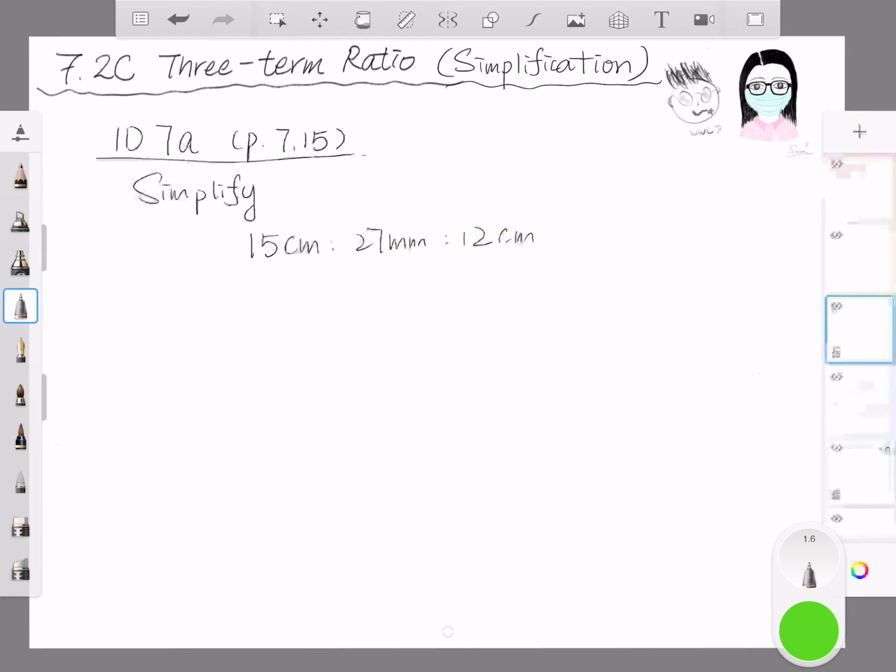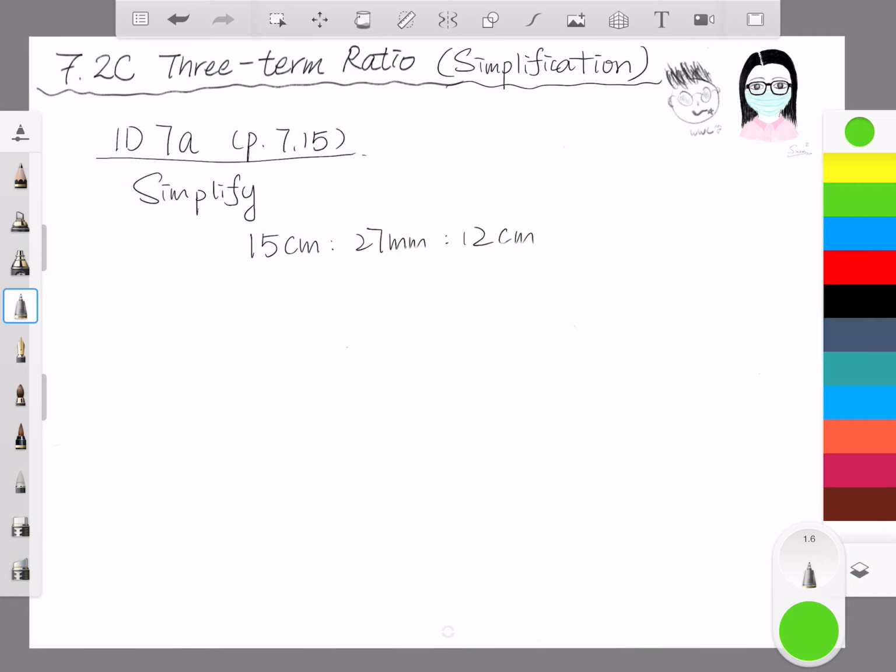Okay, please go to page 15, Drill 7A, to simplify this one. Notice that we have different units in this ratio, and for ratios, we should have no units. So the first step is to convert all units to the same unit and then cancel them. For cm and mm, they have this relation. So 15 cm becomes 150 mm, 27 mm copy down, and 12 cm becomes 120 mm. Now all the terms have the same units, so you can take away all the units and it becomes this.